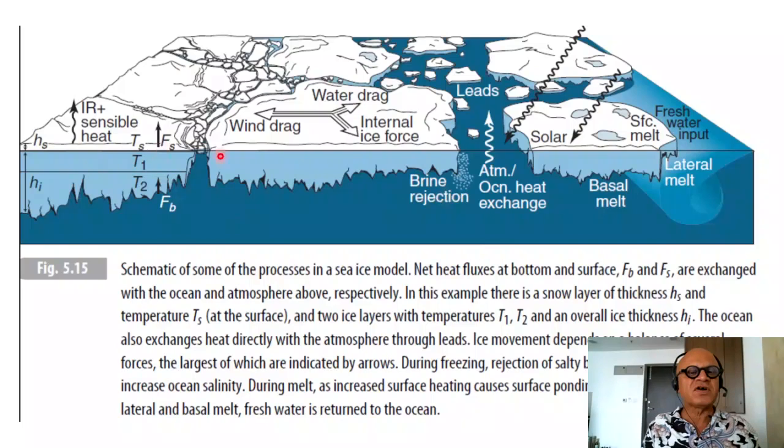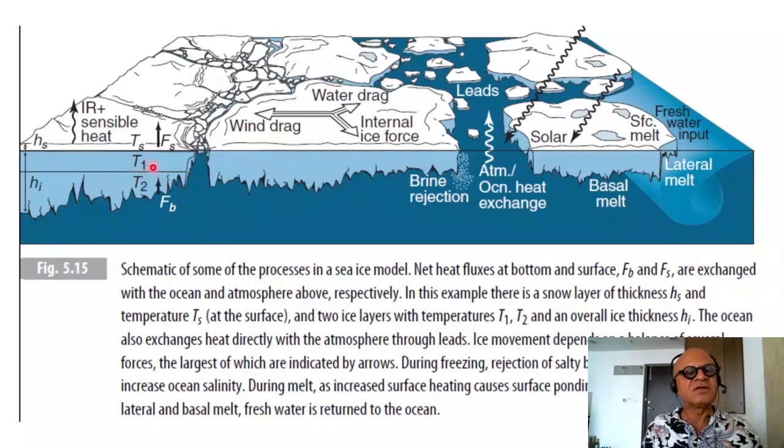So you have sea ice floating and has a generally much smoother surface because the wind blows the snow and smooths out the surface, whereas the bottom tends to be very jagged, and I will say why in a minute. They are exchanged with the ocean and the atmosphere above respectively. In this example, there is a snow layer of thickness HS and temperature TS at the surface. So you have sea ice thickness and then you have snow on top of it. And two ice layers with temperatures T1 and T2.